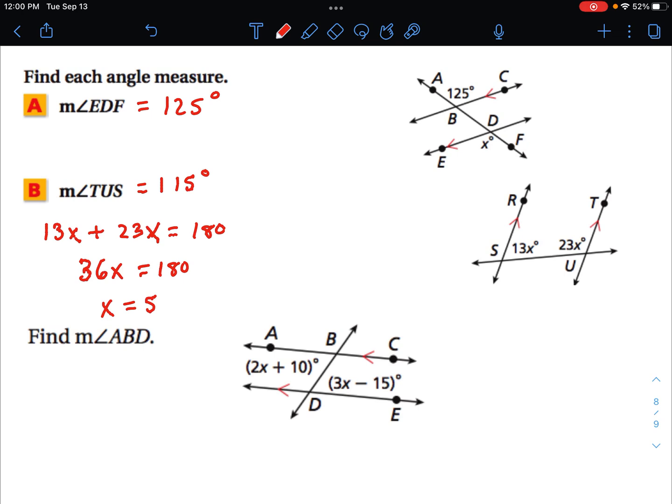Last but not least, angle ABD. Now, it's kind of hard to tell what angles these go with, but I'm going to draw some little arrows to help you. 2x plus 10 and 3x minus 15, those are alternate interior angles. They're on parallel lines, so they should be equal to each other. Subtract 2x, get x. Add 15, you get x is 25. And then we can plug that back in to find angle ABD, which would be 60 degrees.